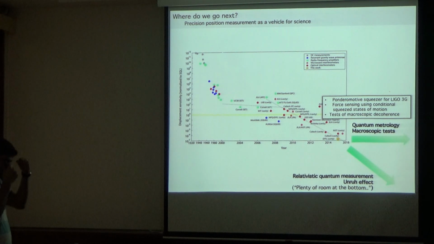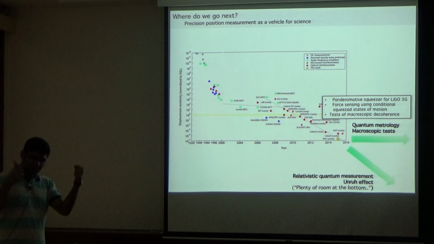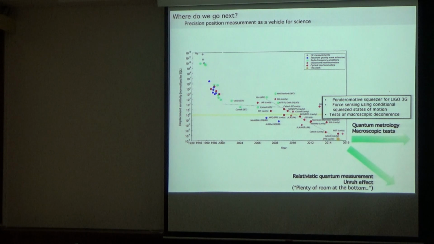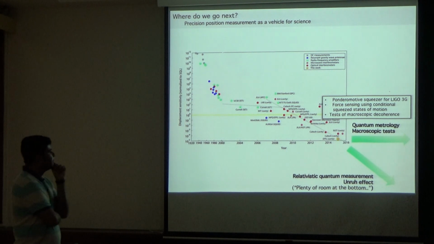So not just make squeezed states of light, but really make squeezed states of the mechanical oscillator itself, so that you don't even have the problem of contending with the vacuum fluctuation of that object. And then you can think of doing things like tests of macroscopic decoherence and things like that. I think I would actually leave it at that.